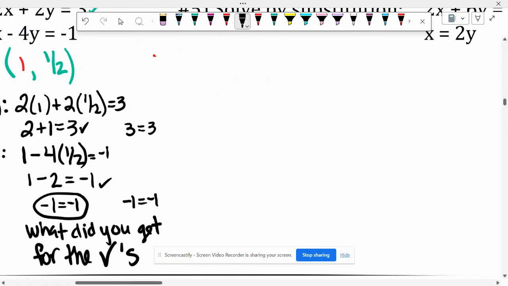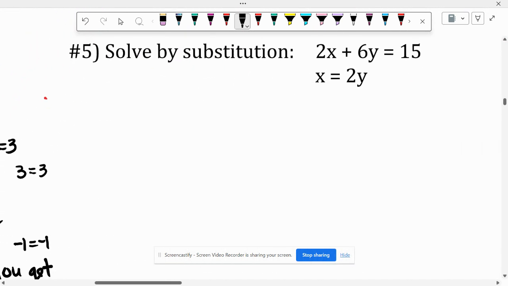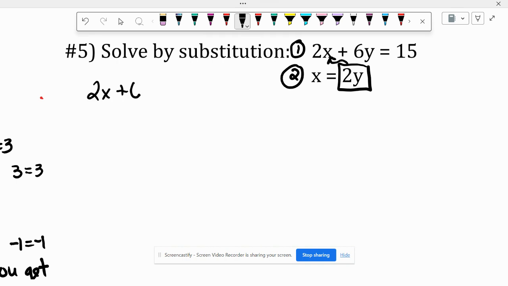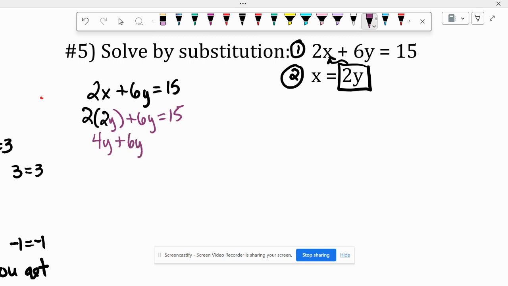Okay. Let's do number 5, and then we have a word problem. Look at this second equation here. I have equation number 1 and equation number 2. The second equation just tells me that x equals 2y. So I'm going to take that and plop it right there. 2x plus 6y equals 15, but I'm replacing x with the expression 2y. That's super easy. So 2 times 2y is 4y. 4y plus 6y equals 15. 4 plus 6 is 10. So 10y equals 15. When I divide both sides by 10, I find out that y equals.